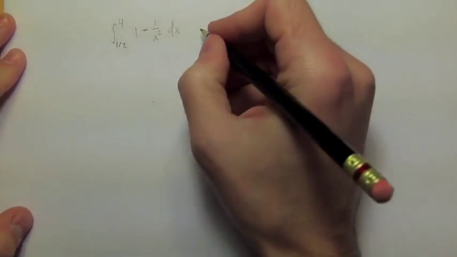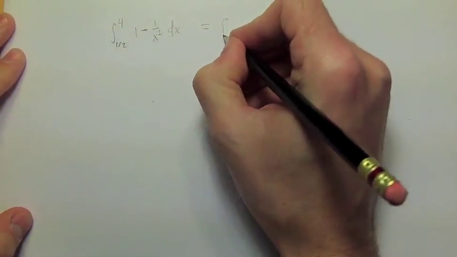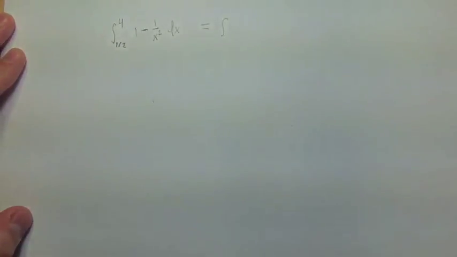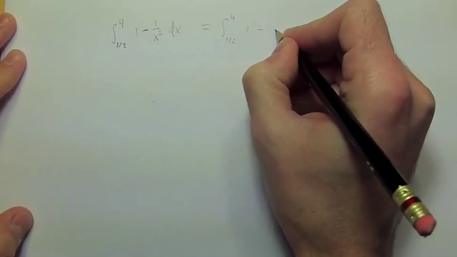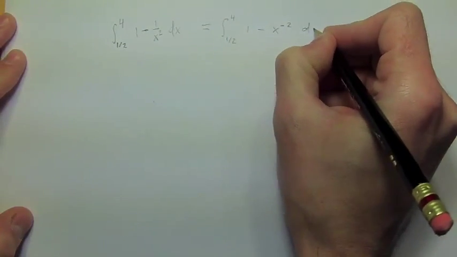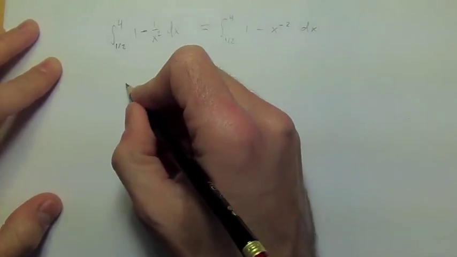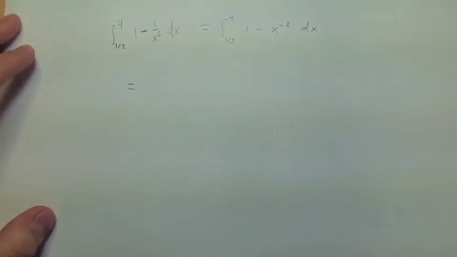All right, next example, the definite integral from 1/2 to 4 of 1 minus 1 over x squared. So first thing we're probably going to want to do here is simplify. So I'm going to simplify this to be the definite integral from 1/2 to 4 of 1 minus x to the negative 2 dx. Now we just need to take the antiderivative and then evaluate it at 4 and 1/2.